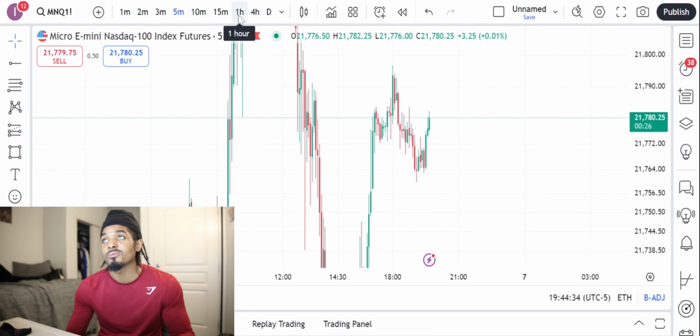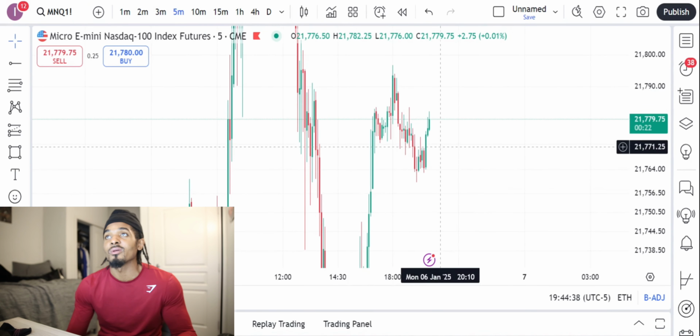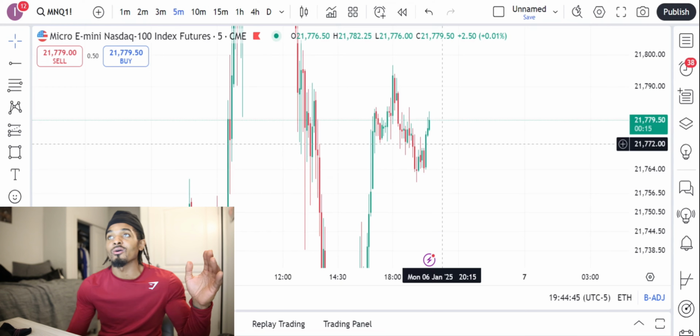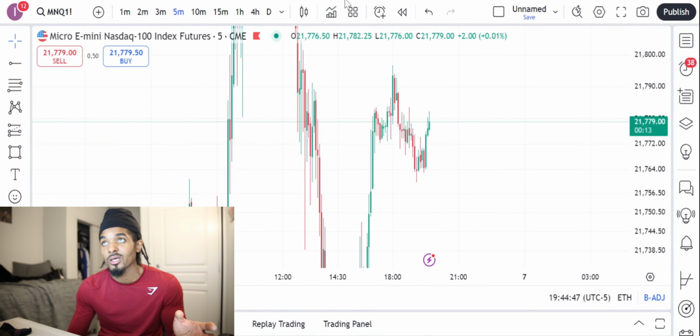Say I'm bearish on the daily, I'm bearish on the 4 hour, I'm bearish on the 1 hour, 15 minute, 5 minute, whatever. So I'm gonna take a short. And you're gonna have a higher win rate when you're able to align all those time frames. And it's not always gonna work out like that.